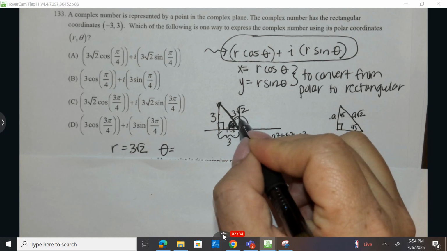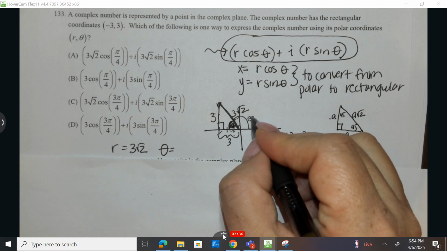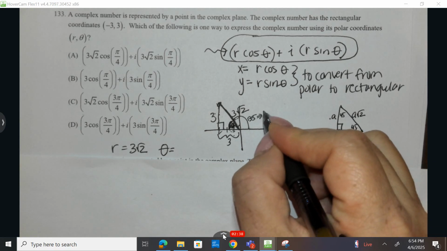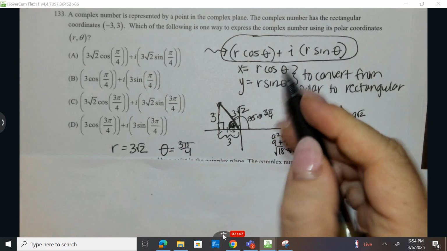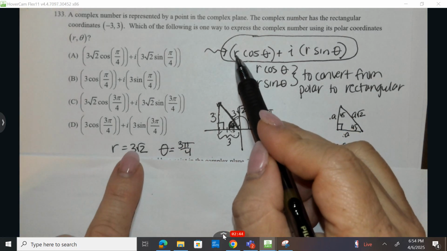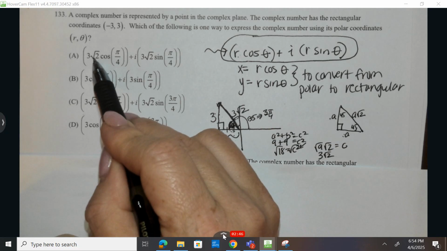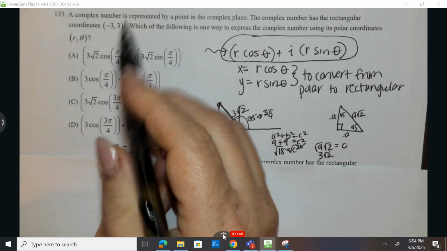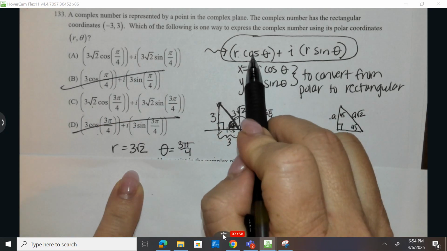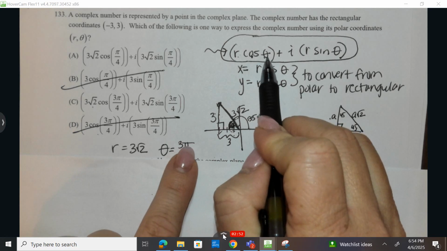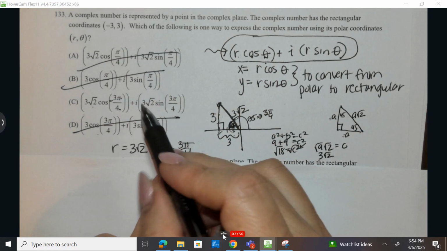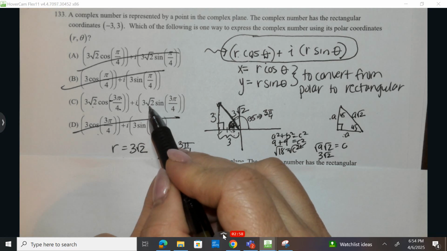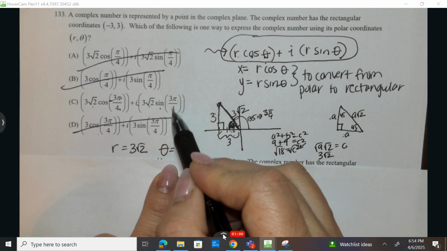So I want to know what is 90 plus 45. That's 135, which is equivalent to 3 pi over 4. So 3 pi over 4. Now we're just going to come back up here. R, so I need 3 square root of 2. Then I want cosine of 3 pi over 4. Let's just make sure. There's our i, there's our R again, and then the sine of 3 pi over 4.